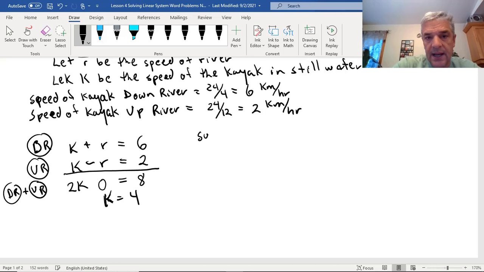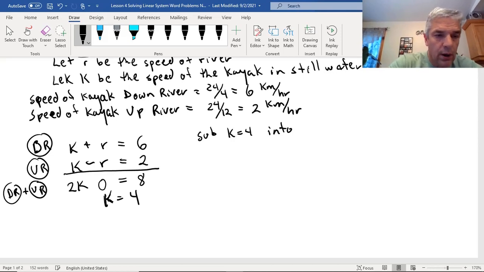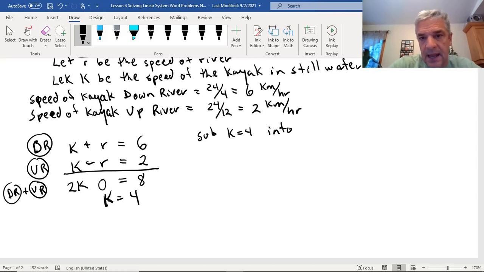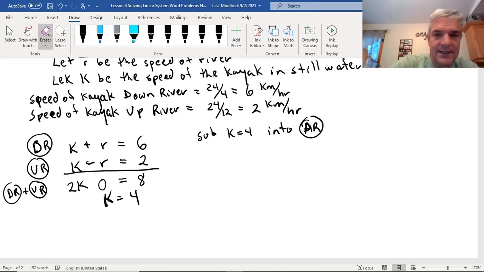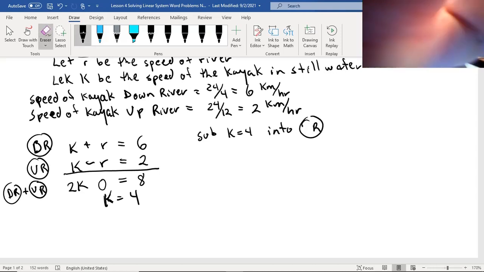And then, of course, I can write sub k equals 4 into, and I can pick A or not A or B, but dr or ur, downriver or upriver. I'm going to pick downriver just because there's no negatives in it, right? And that makes my life a little easier. Oh, dr, not A. I was going to write A there. Let me just erase that so that is really clear.